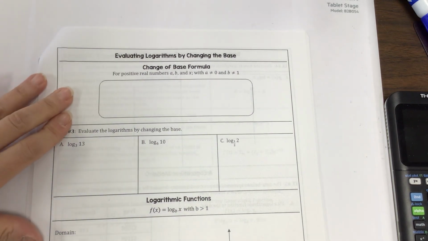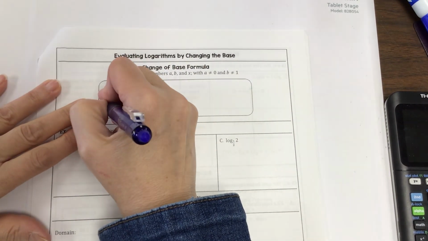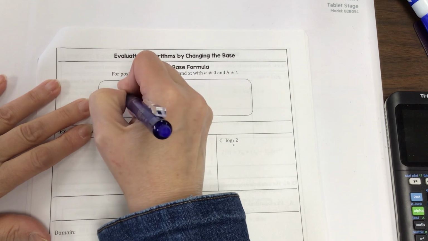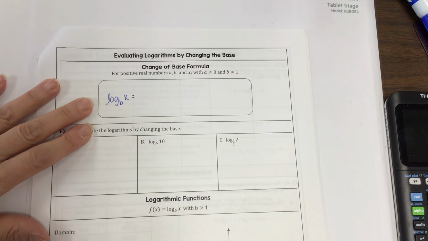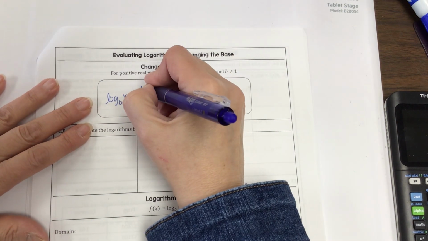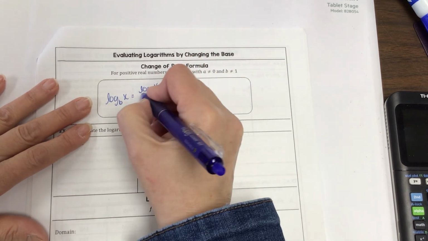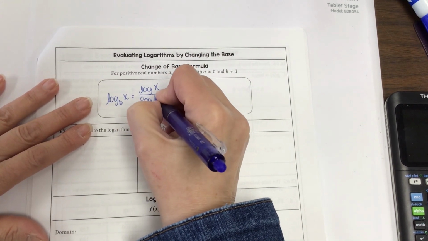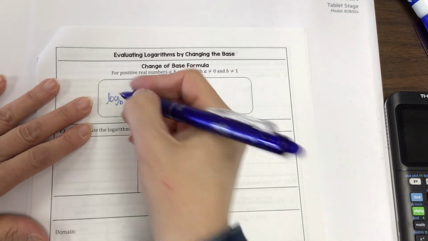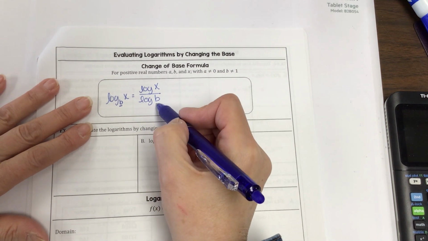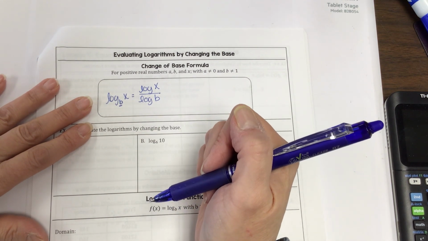Okay, change of base formula. If we have log base b of x, we can change this to a common logarithm or a natural logarithm. So common logarithms, remember, have base 10, by doing log of x divided by log of b. So remember, the base goes to the bottom of the fraction, yes?